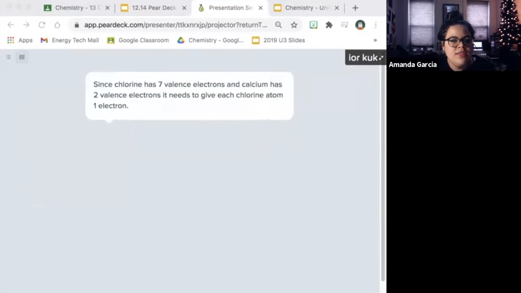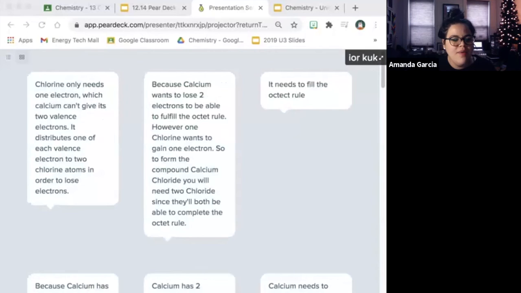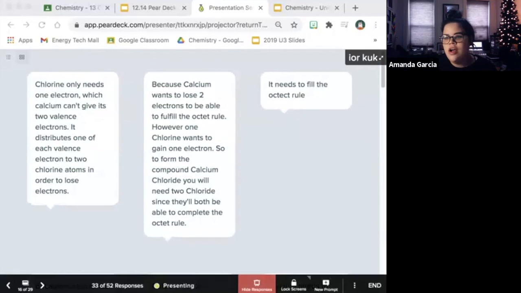Since chlorine has 7 valence electrons and calcium has 2 valence electrons, it needs to give each chlorine atom one electron. Okay. Similarly, I think calcium needs 2 chlorines because chlorine needs 1 electron to be full, but calcium has 2 to get rid of, so they need to find another one. That's kind of how I like to explain it. So good, we're on the same page. Ultimately, you guys are on the right track.